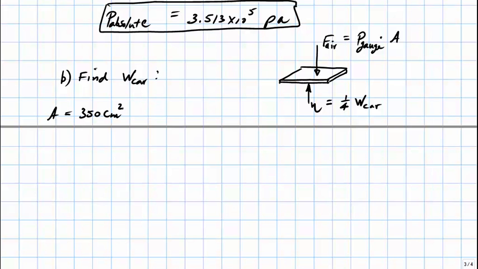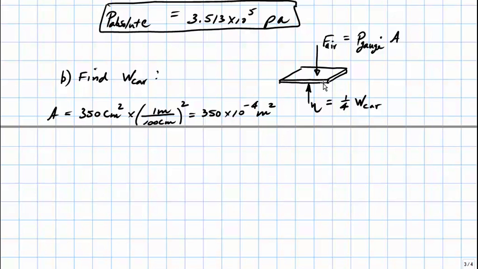We need to convert this to square meters. We can do so by noting that 100 centimeters equals 1 meter. However, we need to square the conversion factor so that we obtain square centimeters in the denominator, which could then cancel the square centimeters in the numerator. This results in a value of 350 times 10 to the minus fourth square meters.